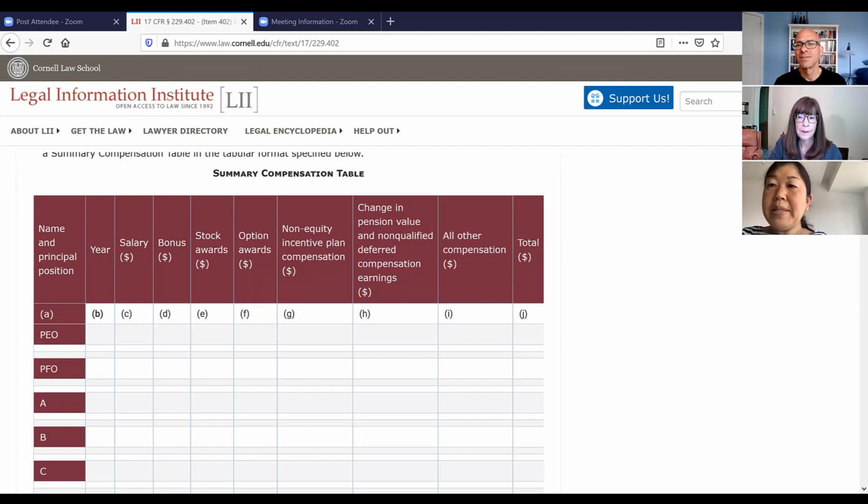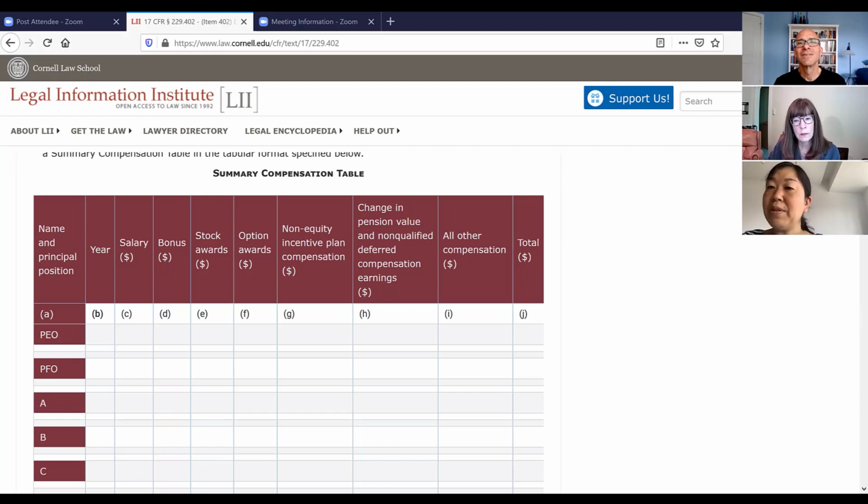The second part of this column is the non-qualified deferred compensation earnings. Two things to note here. First, this only covers non-qualified deferred compensation earnings. It does not cover, for example, if the company makes a 401k plan contribution, that doesn't get included here. That goes in the all other column, which we'll speak to next. And second of all, it only covers above market earnings. It does not cover all earnings.